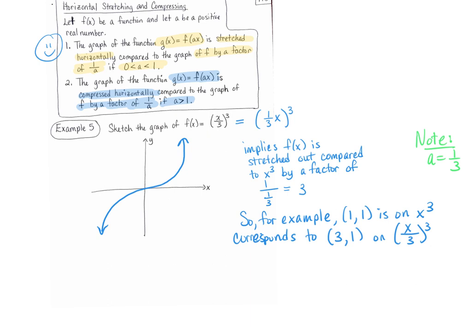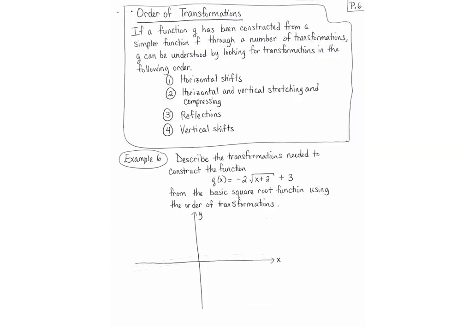All right, excellent. So one more concept: order of transformations. If a function g has been constructed from a simpler function f through a number of transformations, g can be understood by looking for transformations in the following order. You have horizontal shifts, then horizontal and vertical stretching and compressing, then reflections, and then vertical shifts. So now we can combine all of these ideas.